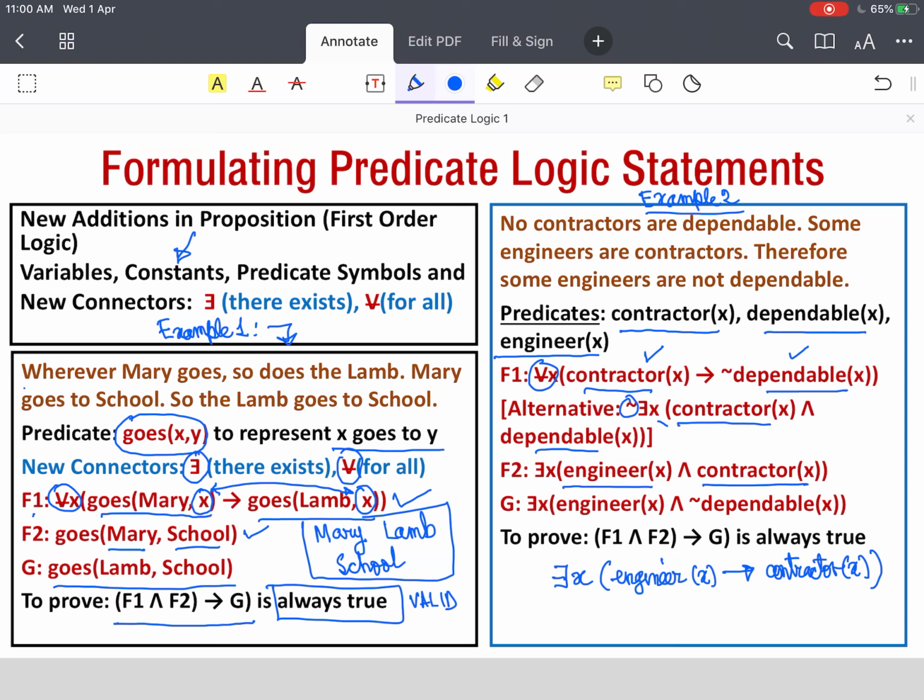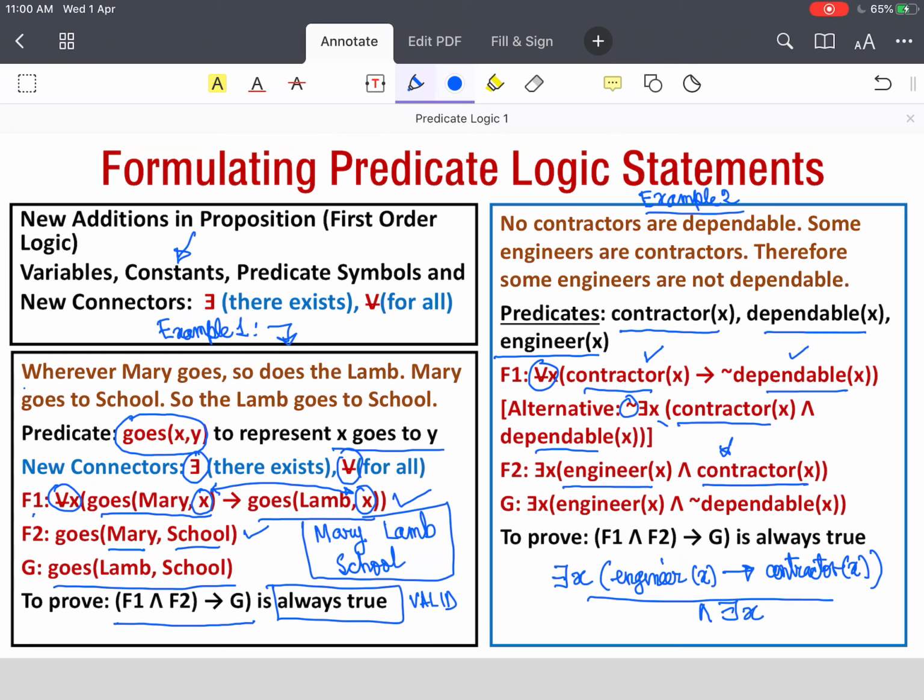Why I did not write this is because this formula could be true if there was no engineer. If nobody was an engineer, this formula would still be true. But I have said that some engineers are contractors, which means that I am expecting that there is some engineer who is a contractor. So, if there exists an engineer, then the truth of this formula will be the same as the truth of this formula.